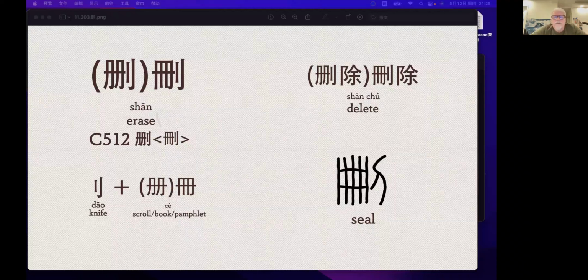On the right hand side, you have a ci, or character combination, or word. In modern Chinese, when we speak Chinese, we usually use more than one character for a word. So if we want to delete something on a computer, we say shanchu. We erase and throw it away, delete. And you see the seal character, which has a scroll on the left and a knife on the right.